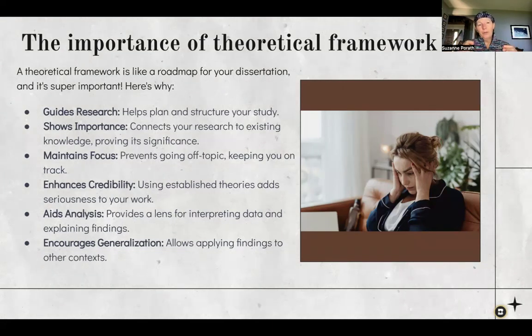It is a roadmap for your dissertation, and it's really important. It guides your study from chapter 1 to chapter 5. It connects your research to existing knowledge, and it shows its significance to the field. It helps you maintain your focus, because if you're using this particular theory, you're not able to veer off here because that's going into a different theory. So it keeps you on track. It helps you add credibility to it, that it is not just my experience, but it's backed up with other people's research and theories of teaching, learning, interaction, change, whatever it is.